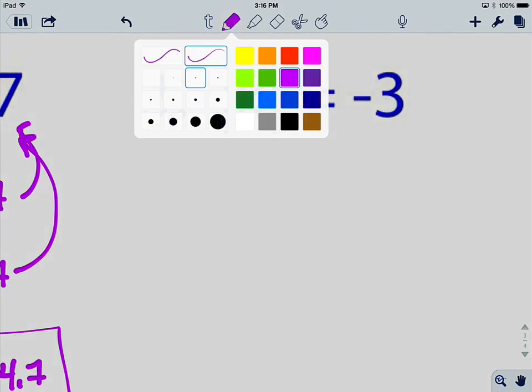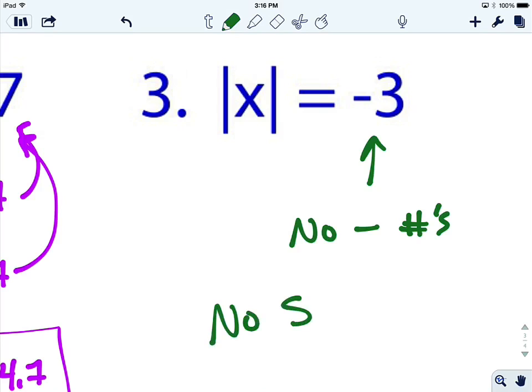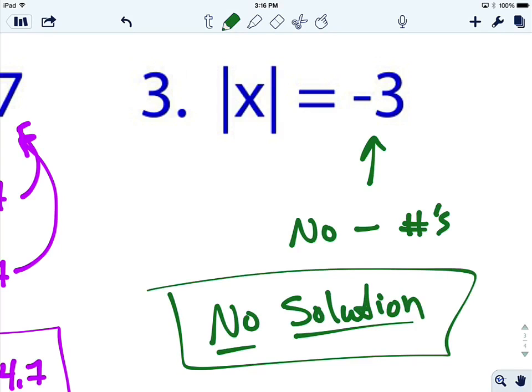Now number 3 is a little bit different. Number 3 says the absolute value of something is negative 3. Well, an alarm should go off right now and say, wait a minute, you can't have a negative number when you're doing absolute values. And you're absolutely right. You can't. There's no number you can place in that bracket to get a negative 3. So this one is a no solution problem. And I'm sure you'll see a lot of those. No solution. The absolute value can't equal a negative number.